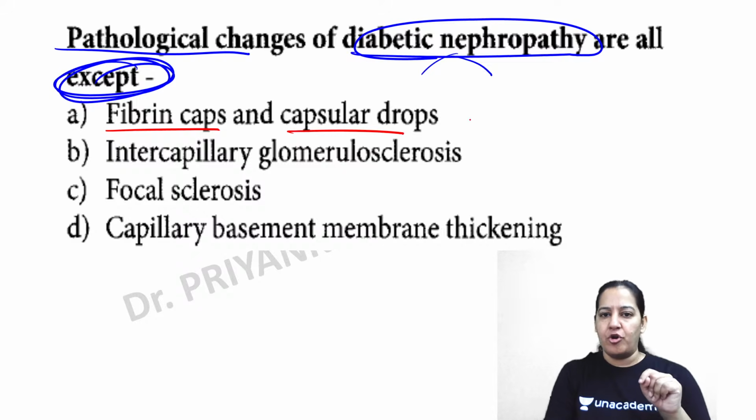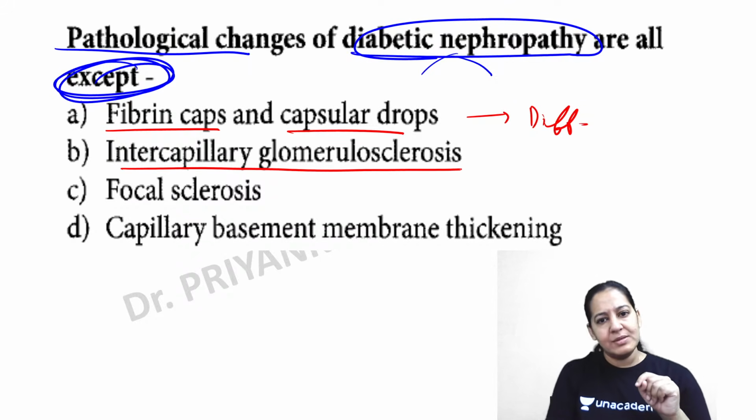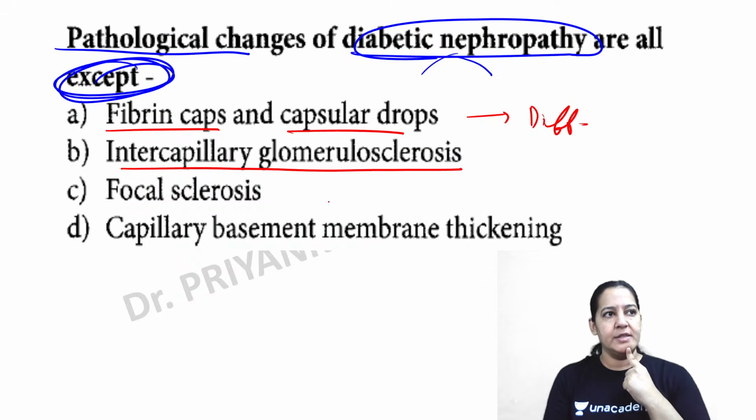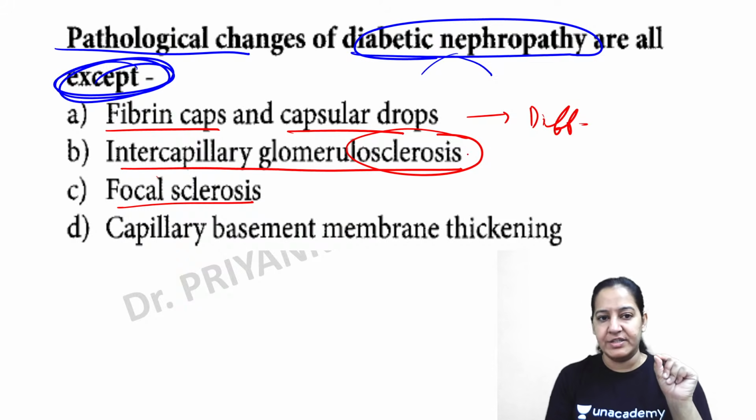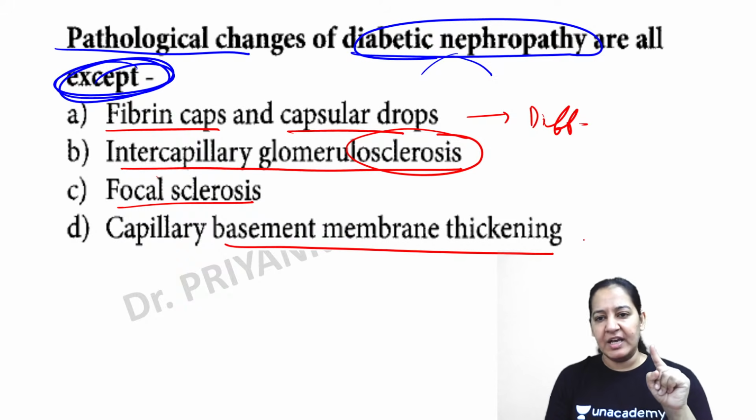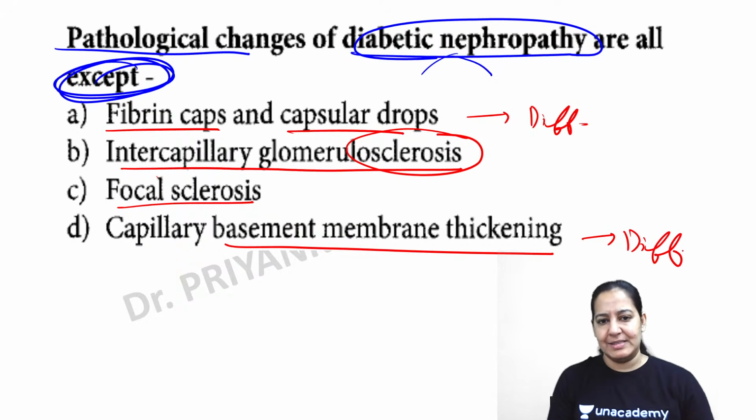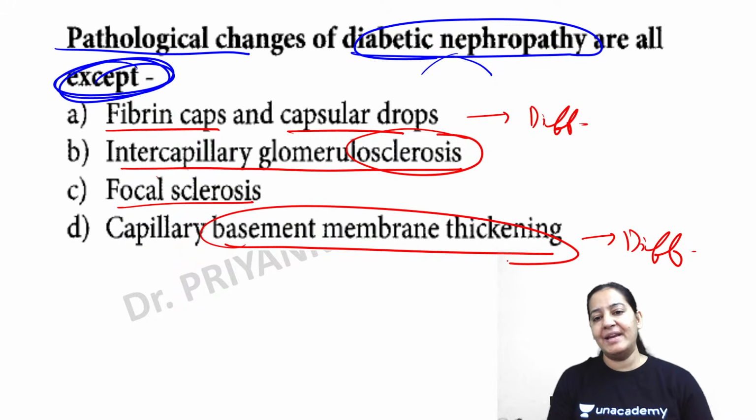Fibrin cap and capsular drop. This one is present in diffuse, I guess. Intercapillary glomerulosclerosis. Right. Okay, this option: focal intercapillary glomerulosclerosis will be seen. It is the glomerulosclerosis now, that is deposition of the hyaline. Right, that is seen. Basement membrane thickening is also seen in the diffuse one, I guess. So the basement membrane gets thickened because hyaline gets deposited in the diffuse one. So this is also right.